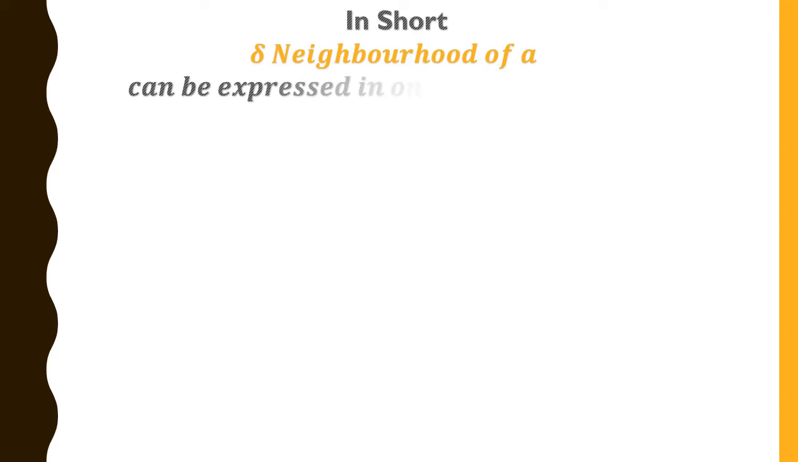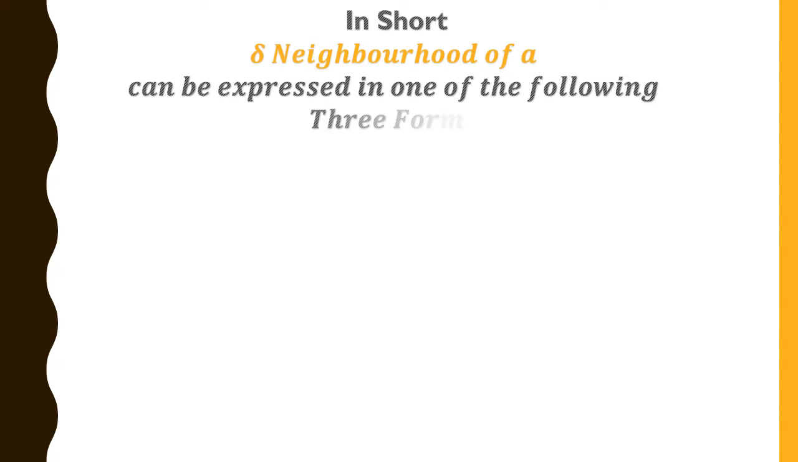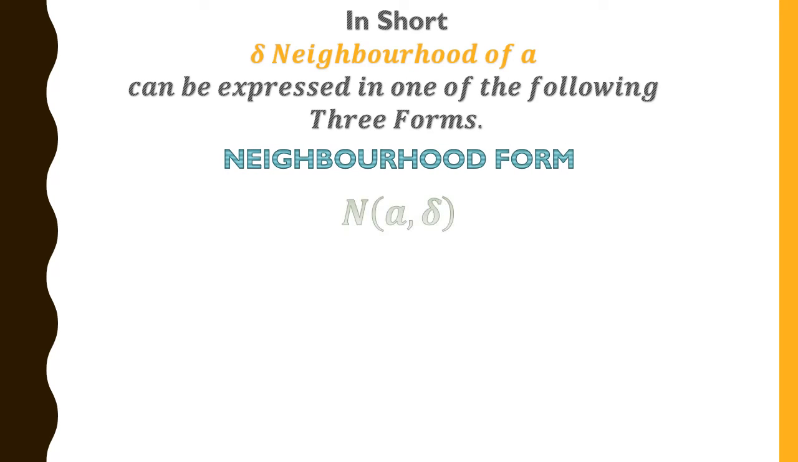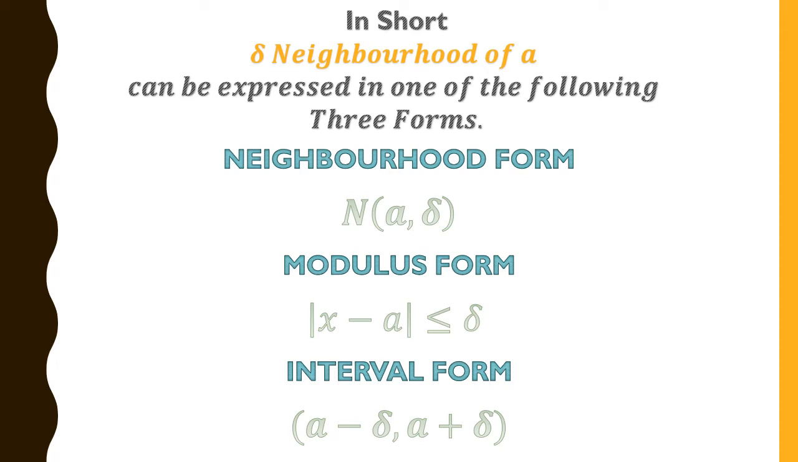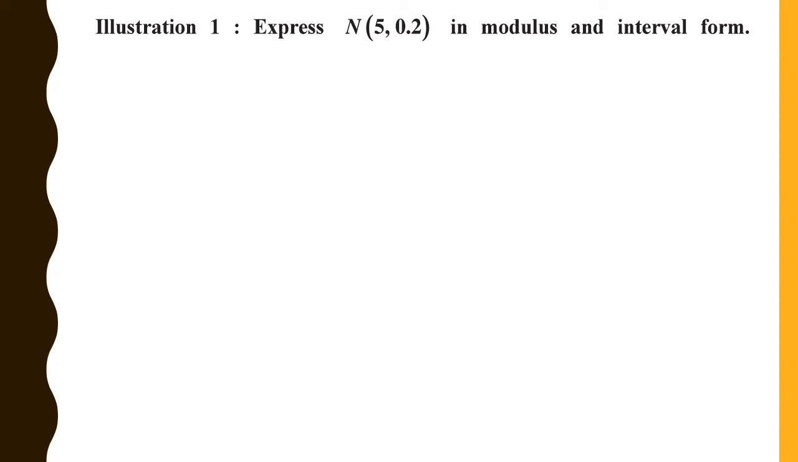We will summarize it in short: the delta neighborhood of a can be expressed in one of the following three forms. The first form is the neighborhood form, where it becomes N(a, delta). The second form is the modulus form, where it becomes modulus x minus a less than or equal to delta. And the third form is the interval form, where it becomes a minus delta, a plus delta. So these are the three forms which we are going to discuss in the following tutorial. We will start with illustration.